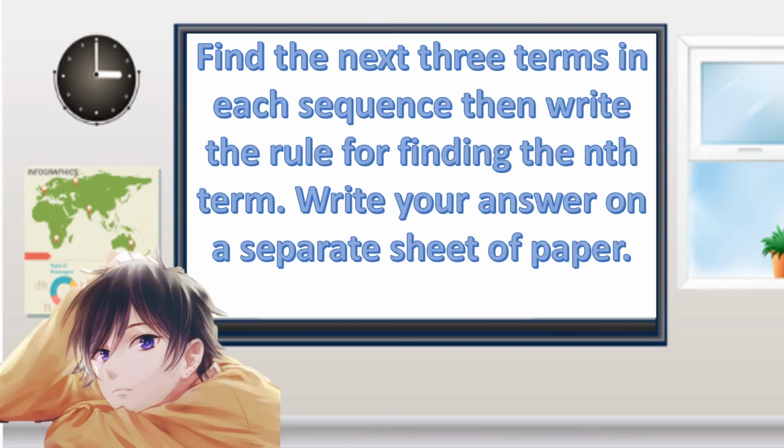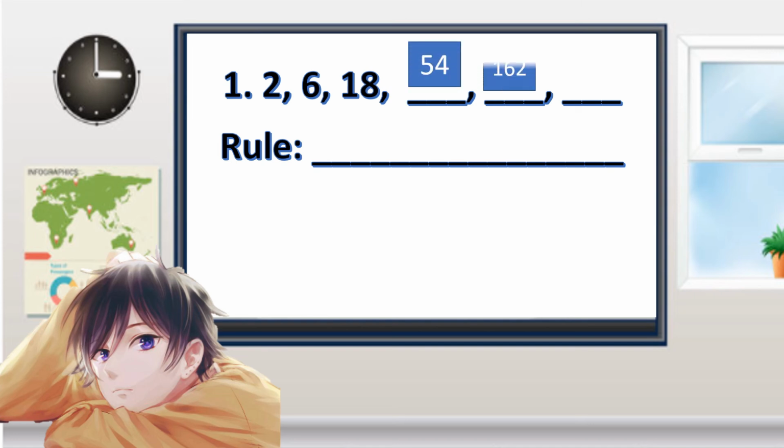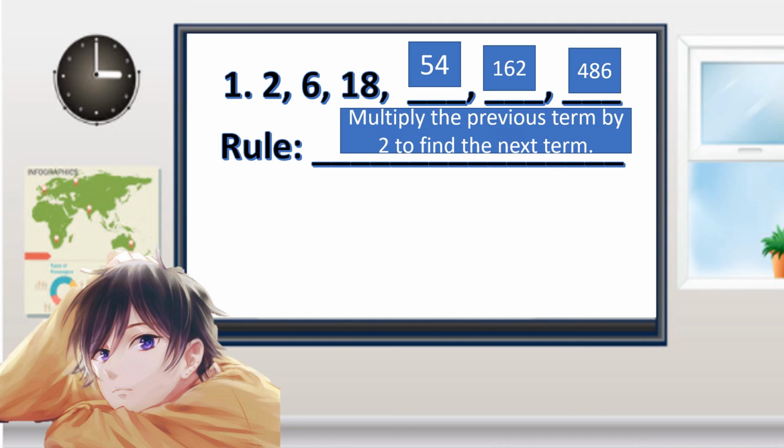Find the next three terms in each sequence, then write the rule for finding the nth term. Write your answer on a sheet of paper. In number 1, 2, 6, 18, what is the rule? If your answer is 54, 162, 486, the rule is multiply the previous term by 3 to find the next term.